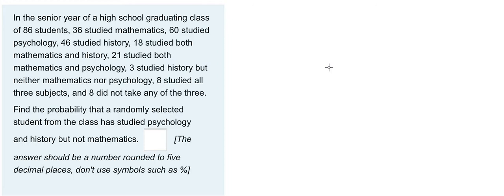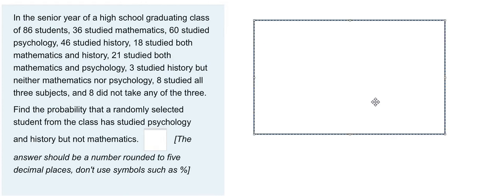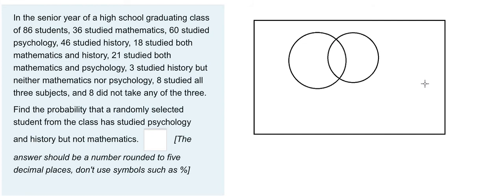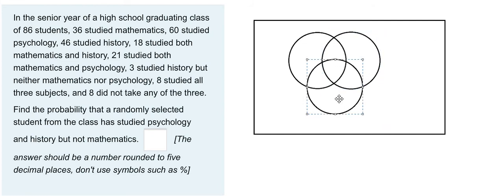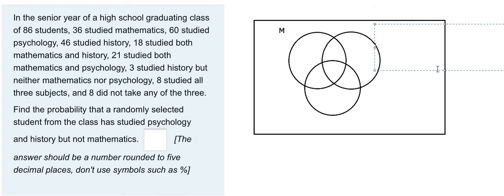The topic today is about Venn diagrams. So now I will show you the answer. First, we need to draw the Venn diagram in here. We know that we have three subjects in here, so I put about three circles. So we have mathematics, psychology, and history.